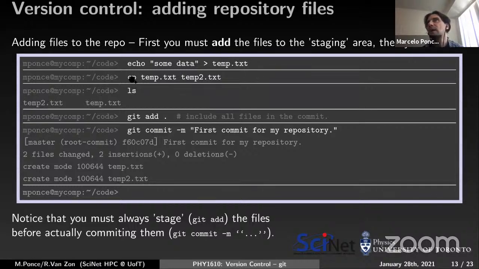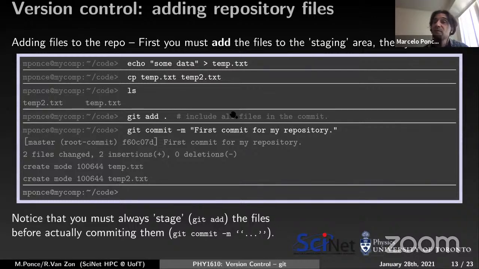And then I'm going to make a replica of that file called temp2.txt. So by the end I will have two files, temp.txt and temp2.txt, both containing some text, just text files. Now the example goes: I want to add these two files to my version control. So I will do git add, where add is the command for adding files, and the dot represents all the files within that directory. If I do git add dot, it will add these two files to my repository.